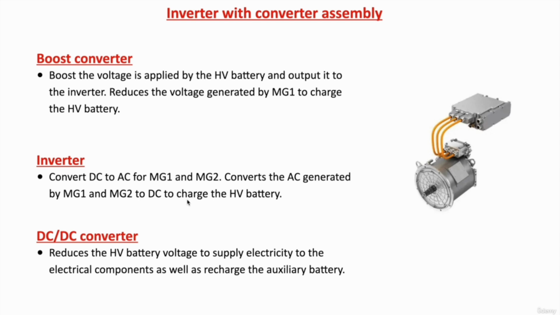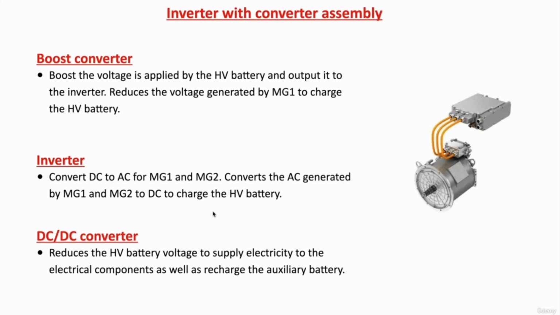As you know, during regenerative braking, the AC current is generated by the generator, and as you know, the battery only stores DC current. So in order to store that current, we need to convert AC to DC. So that's why the inverter is used to convert AC to DC to charge the battery.